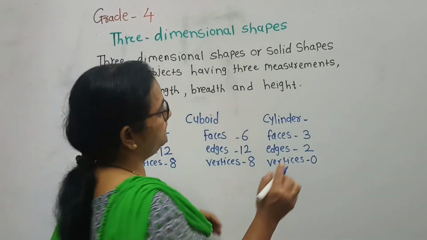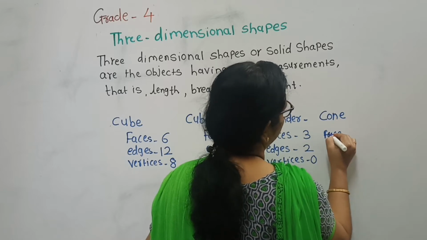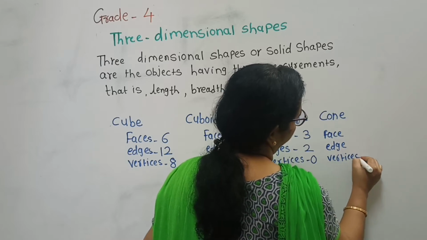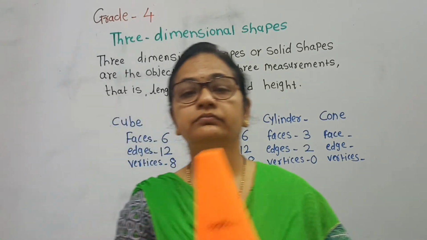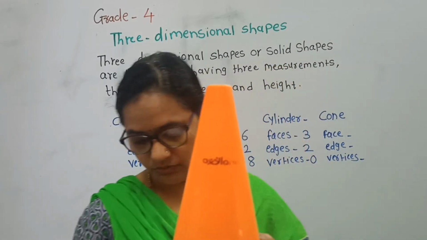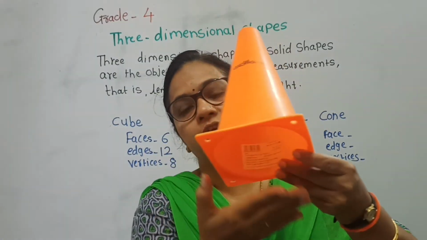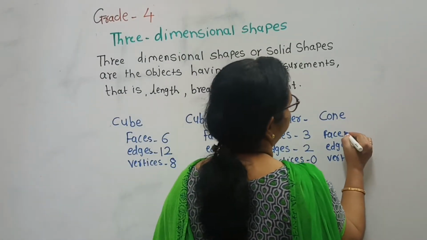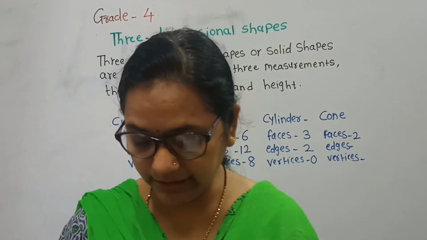Now next shape, cone. Faces of a cone, edges of a cone and vertices of a cone. Okay. See, cone shape. Yes, this is a curved face. Okay, means a cone has one curved surface and one flat surface. So how many faces? 2 faces. Okay. Now what about the edge?